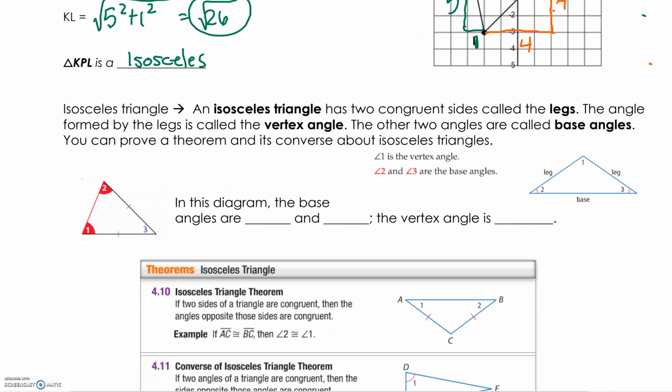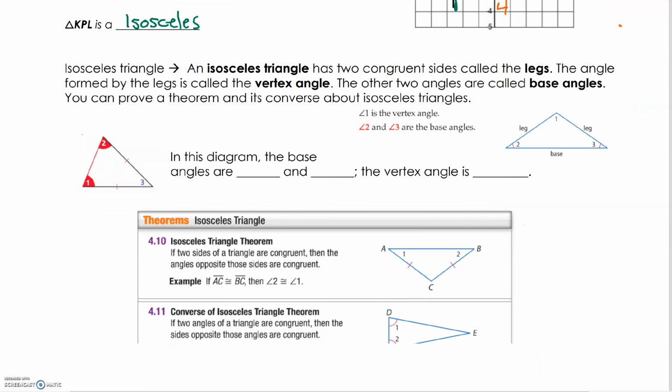So let's take a look at isosceles a little bit closer. It has, again, 2 congruent sides called legs, and the angles formed by the legs are called vertex angles. And the other 2 angles are called base angles. You can prove a theorem and its converse about isosceles.